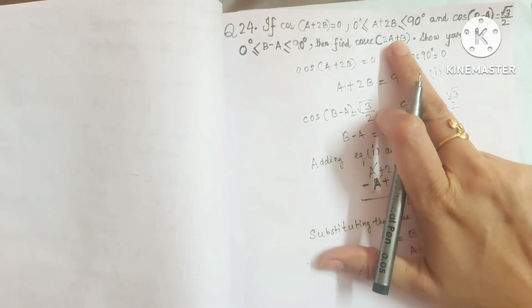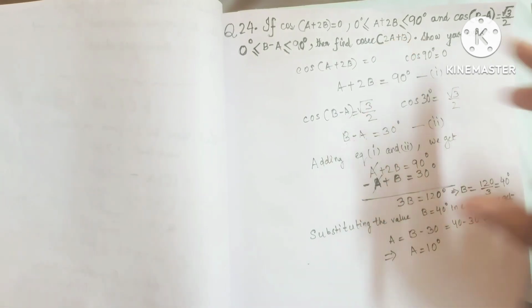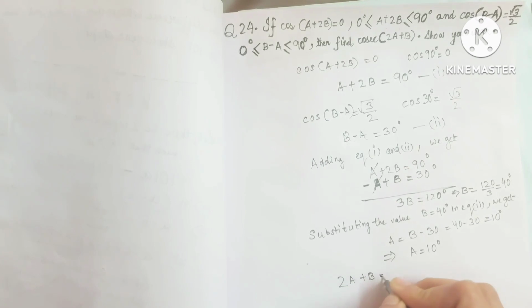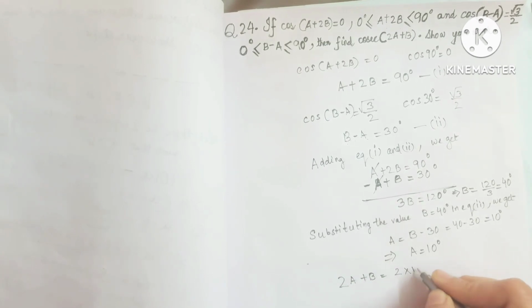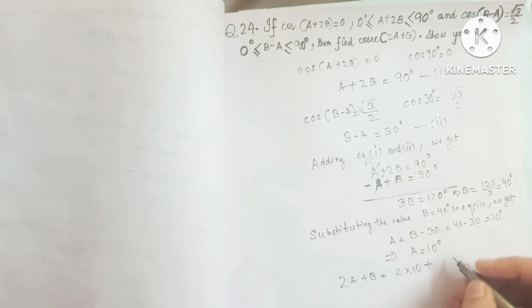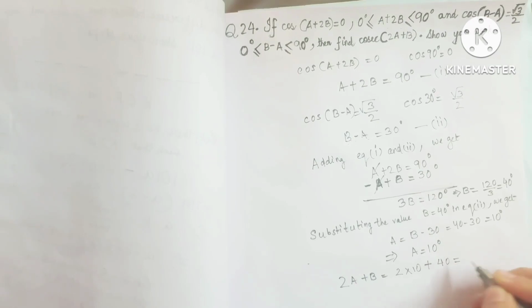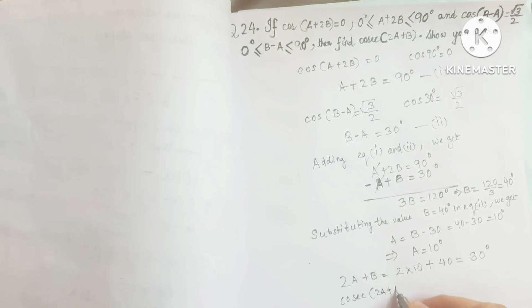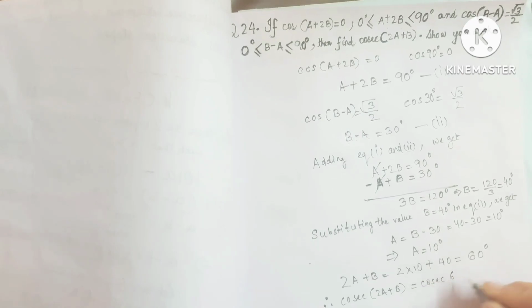Now we can substitute this to find the value of 2a + b. What will be the value of 2a + b now? 2 multiplied by 10 and b will be 40, which is 20 plus 40. It makes 2a + b equal to 60 degrees. Now we just need to write cosec(2a + b). Therefore, cosec(2a + b) equal to cosec of 60 degrees.